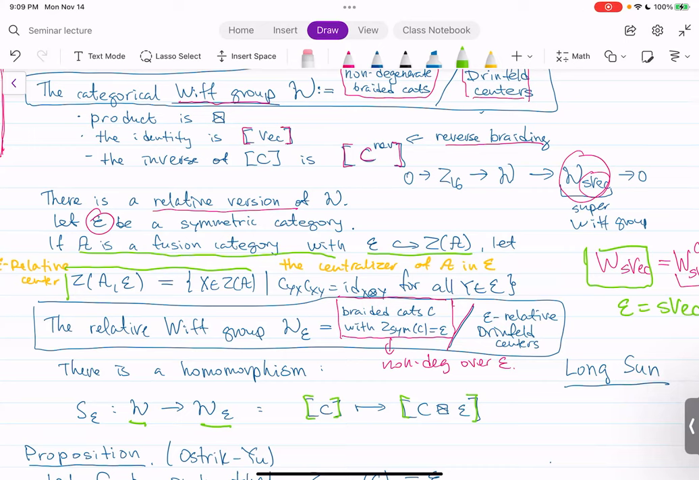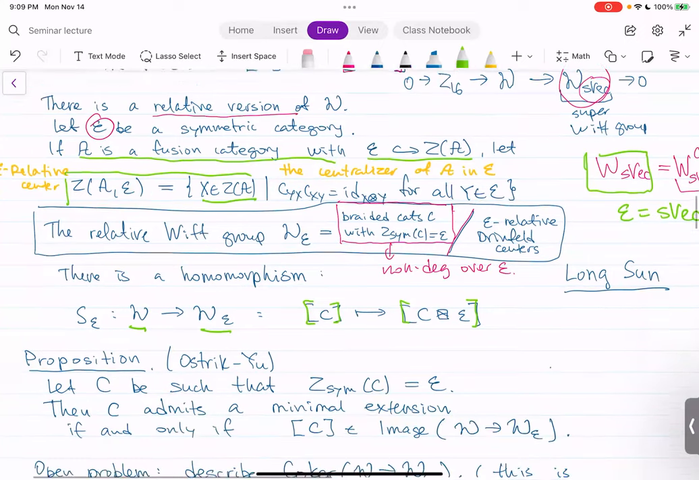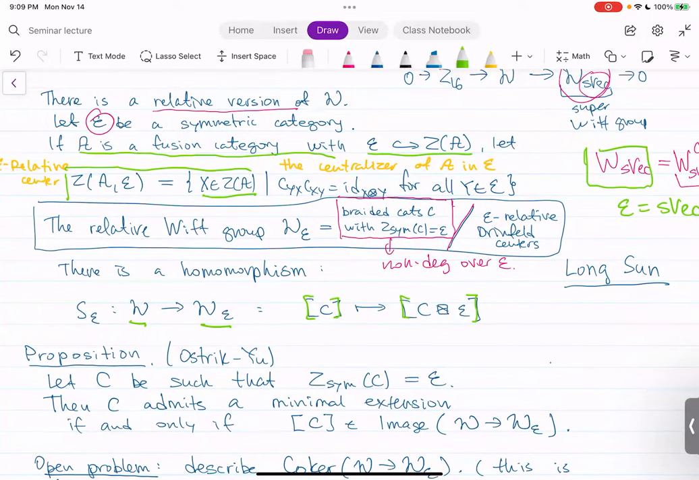Then inside the center of A, the same Drinfeld center we introduced before, you can take the centralizer of this copy of E. So you take not the whole center, but only a part of it. And inside this part, E will be the symmetric center. So it's a very natural thing. It has all these universal properties that the center has. All right.